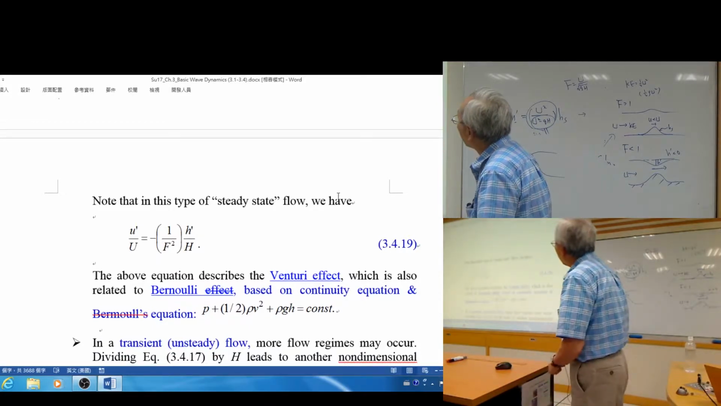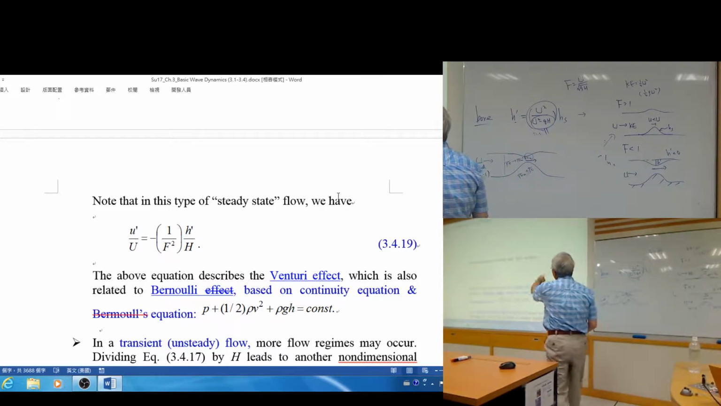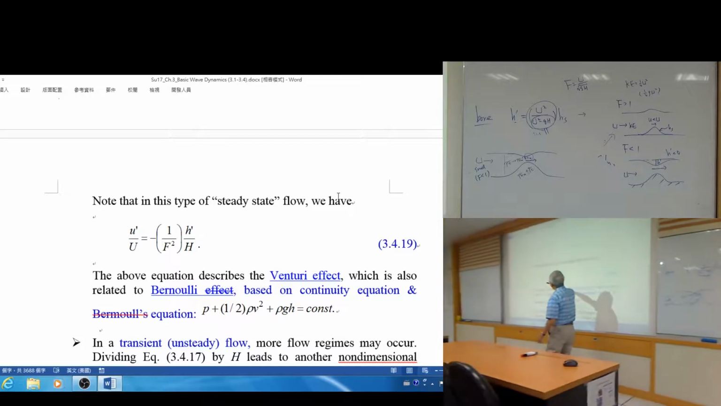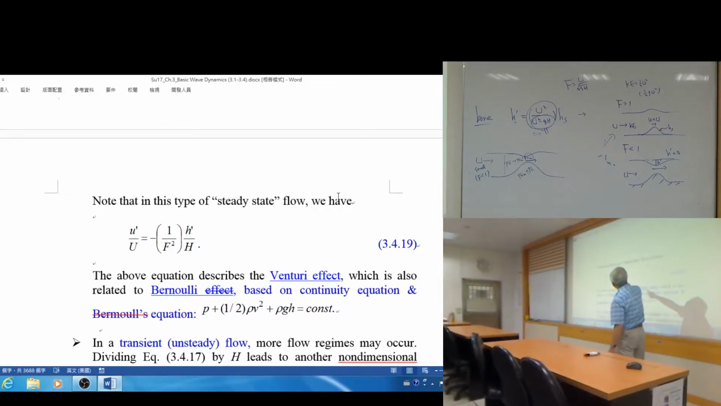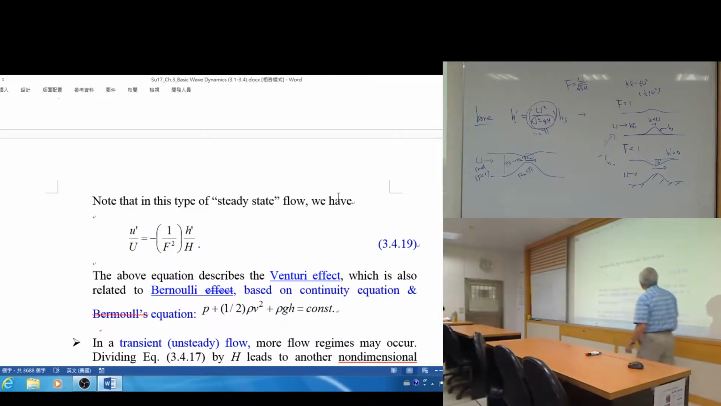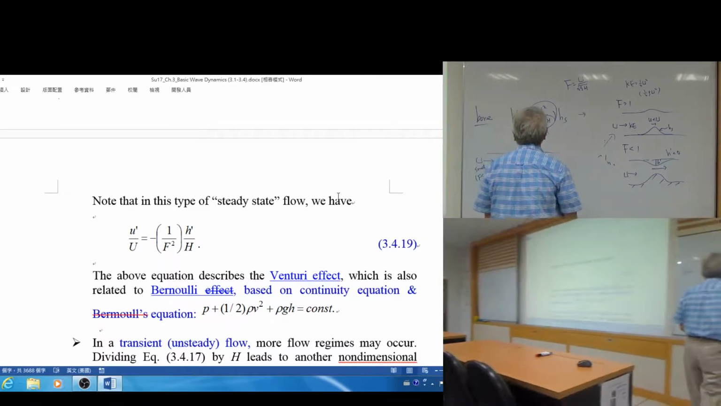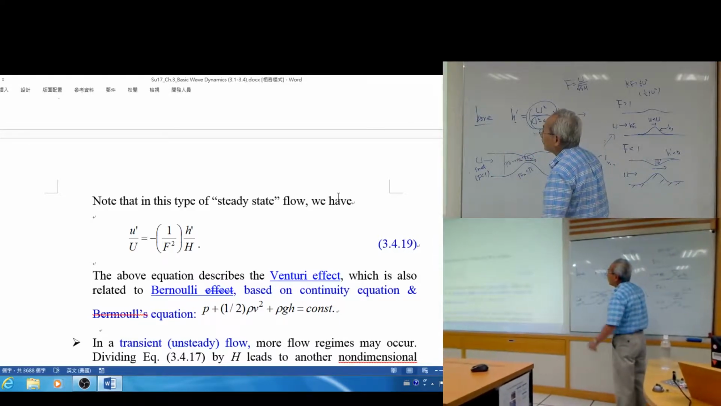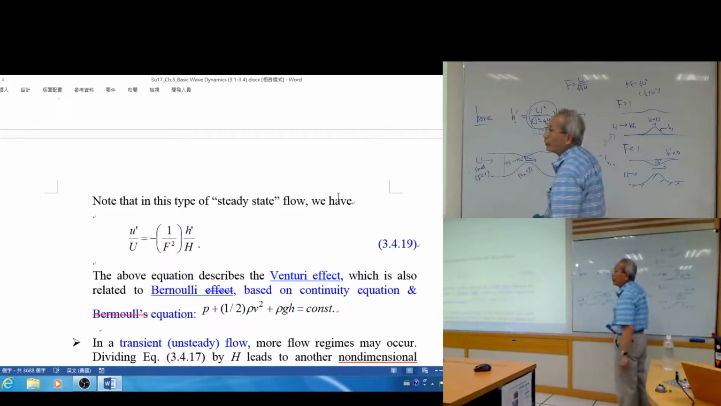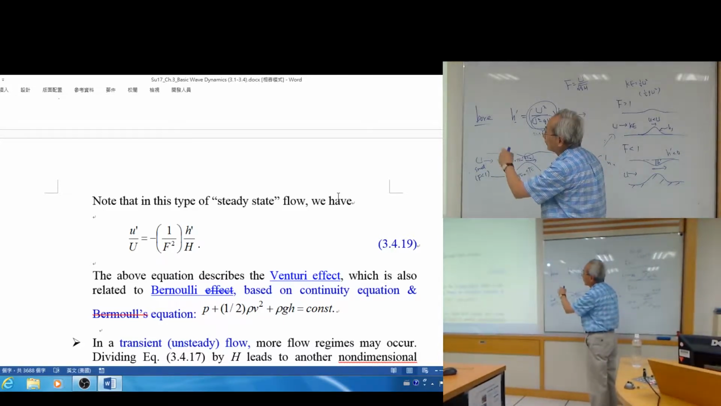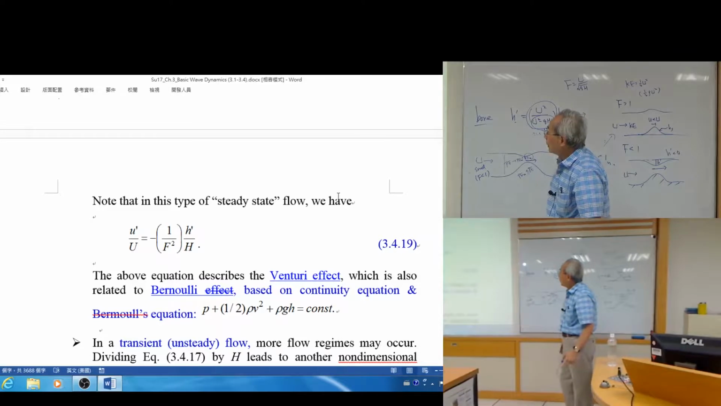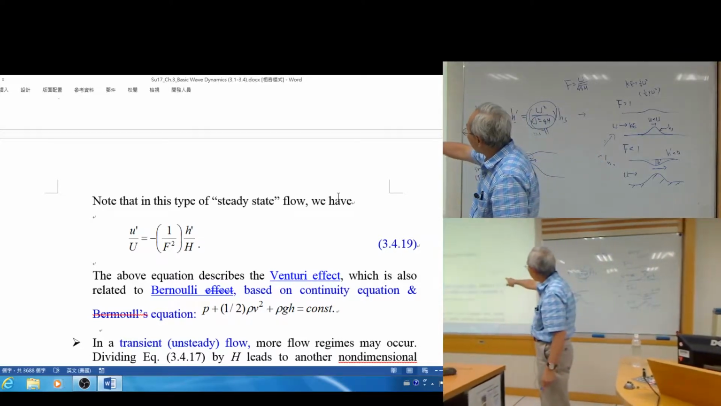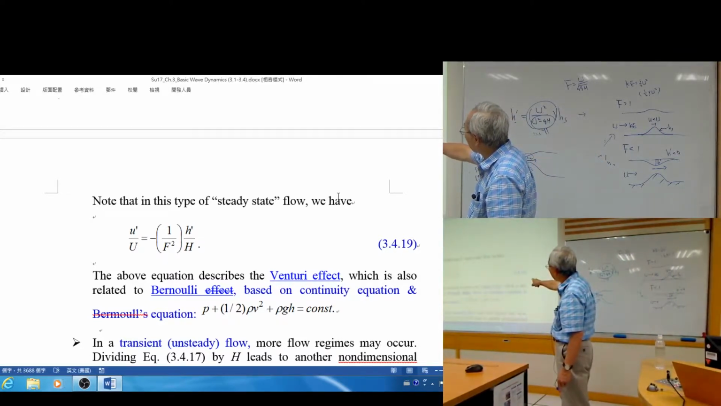You can also solve the steady state solution like this: U prime over capital U is equal to -1 over F squared times H prime over H. You can also solve that, equation 3.4.19. That shouldn't be that difficult to derive. This equation describes the Venturi effect, which is also related to the Bernoulli effect.